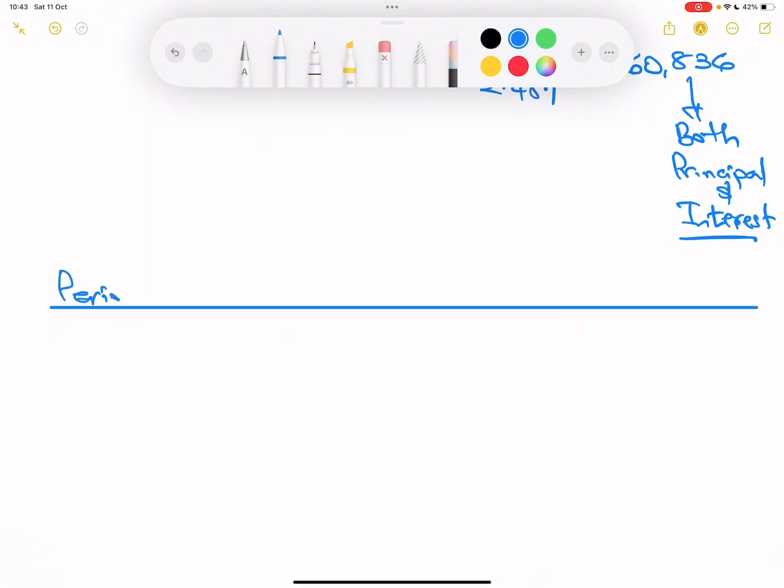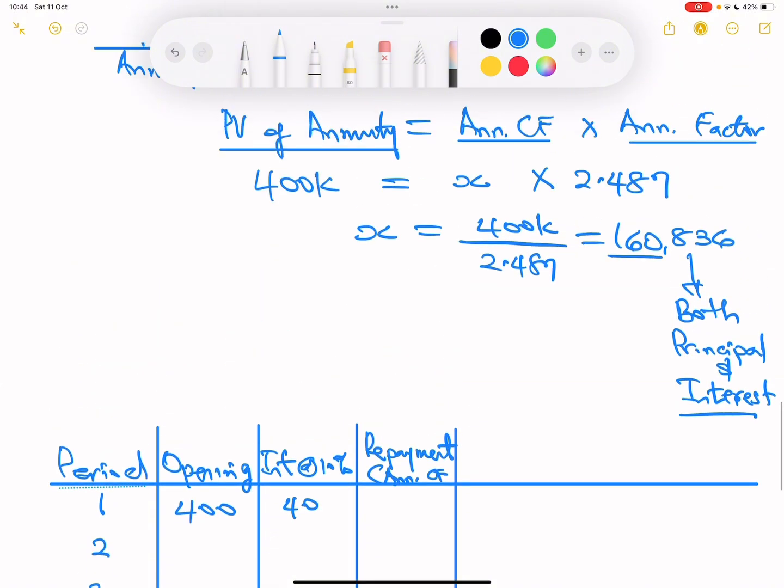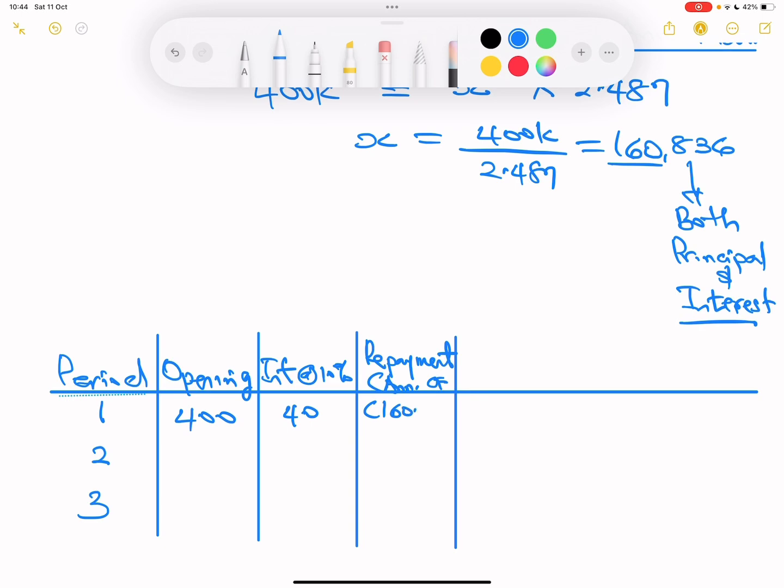So you have period as the first column. You have 3 periods because 3 years. So you have period 1, period 2, period 3. Period 1 will have an opening balance of the loan amount. So the opening balance is your 400,000. After the opening balance, you have the interest that is accruing. The interest will be at your 10%. Remember, we're dealing with cash flow on this table. So at 10%, that will be interest of 40 that will accrue. Then after that is the repayment amount, which we already know. And repayment, remember, is the same thing as your annuity cash flow. We have already calculated that to be 160.8, and that is constant every year, 160.8, because it's a constant cash flow.